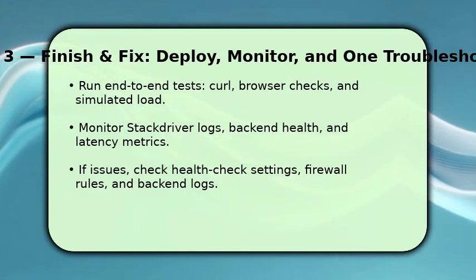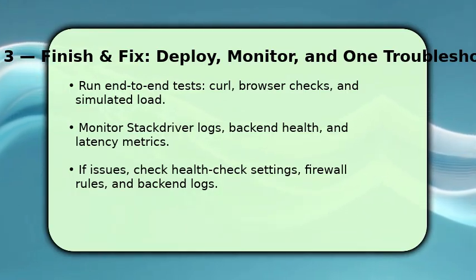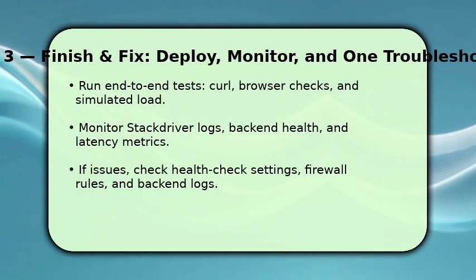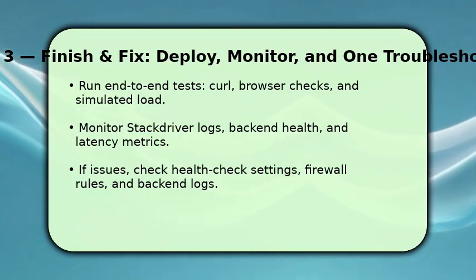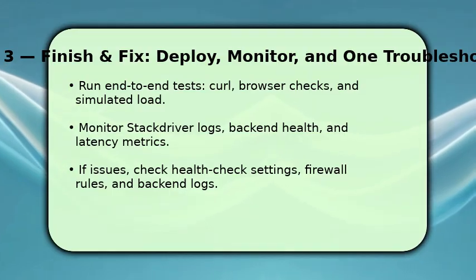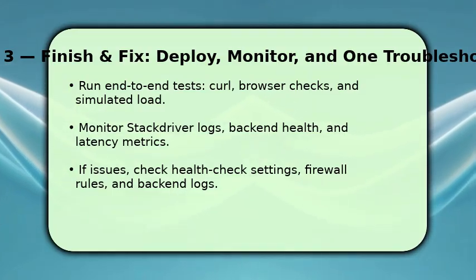If requests fail, start troubleshooting. Check that health check probes reach VM ports, verify firewall rules allow probe and client traffic, and inspect backend logs for application errors. One key tip: incorrect health check config is the most common blocker. Fix it first to restore routing.